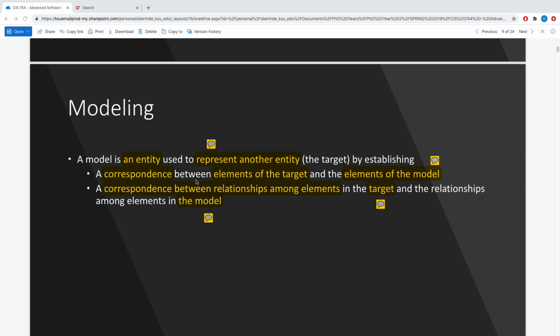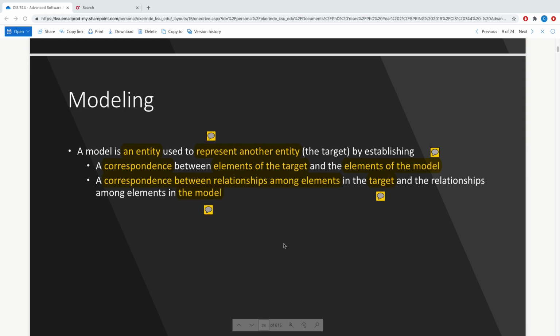So by establishing a correspondence between the elements of the target and the elements of the model, the real system that you want to model, you want to look at the components that are essential and make sure they are captured in your model. Then the correspondence between relationships among elements in the target and relationships among elements in the model. Your target is your software system in our case, and the model are your diagrams or your designs that you're trying to use to capture your software system, and you want to see how things flow.